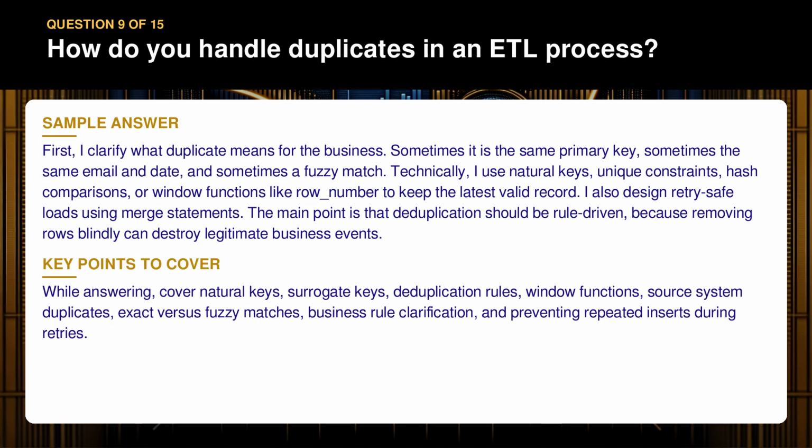While answering, cover natural keys, surrogate keys, deduplication rules, window functions, source system duplicates, exact versus fuzzy matches, business rule clarification, and preventing repeated inserts during retries.